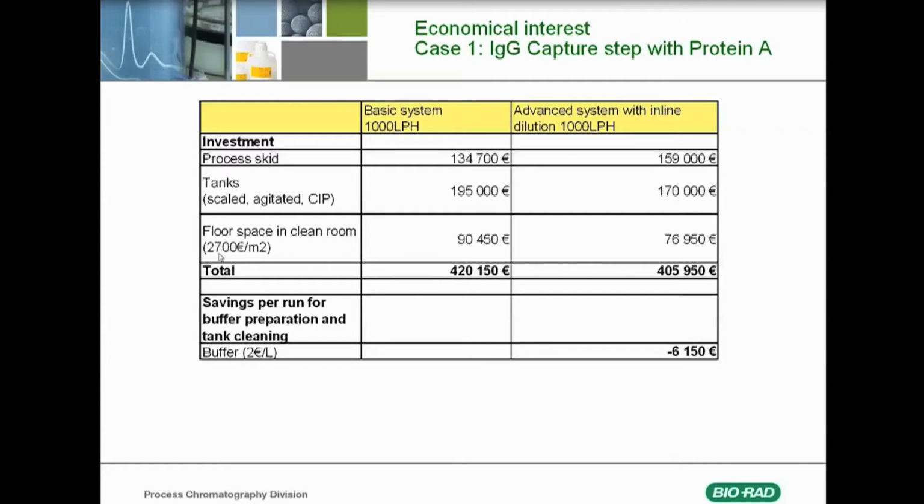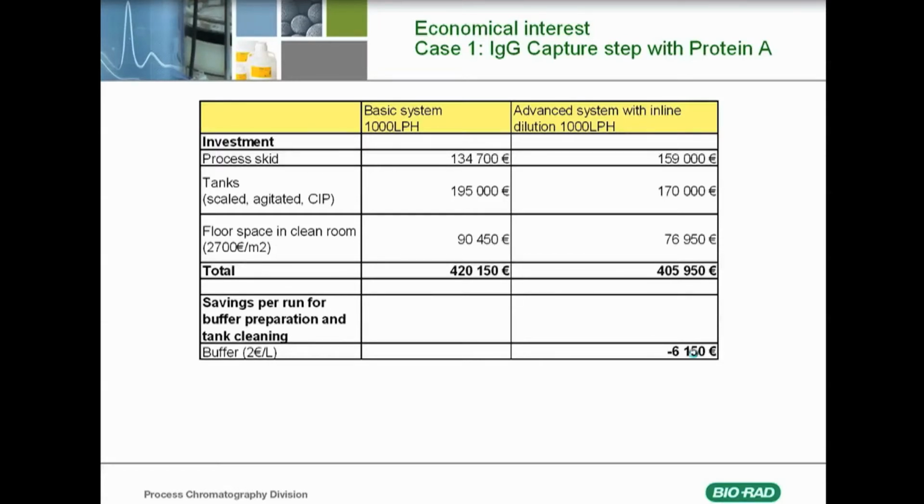If we consider the general rule of 2,700 euros per square meter for the initial investment of a clean room, we have some savings. So here, already with a limited advantage from inline dilution, you can see that the inline dilution option is already paid back. And in addition, between each run, as we have reduced the size of the tank, we also have some savings. Here we consider 2 euros per liter as a general rule for water, alkali, and acidic. It's very generic. Of course, this doesn't take into account the operating cost of the clean room. It's only speaking about initial investment and just savings on cleaning solutions.